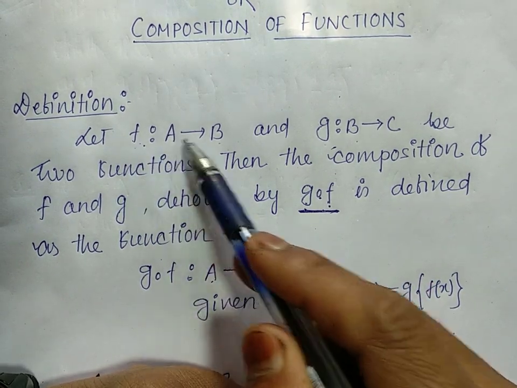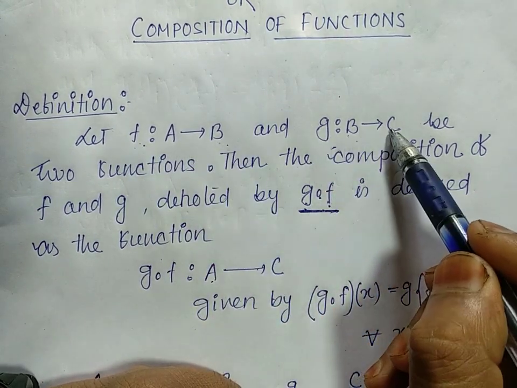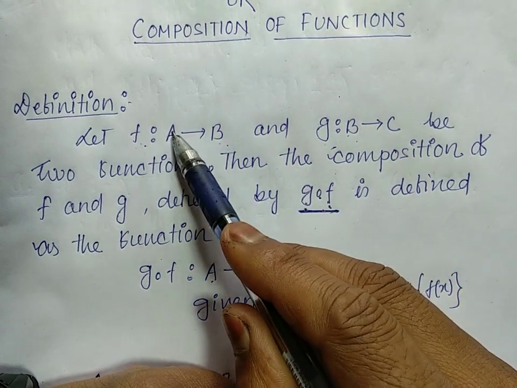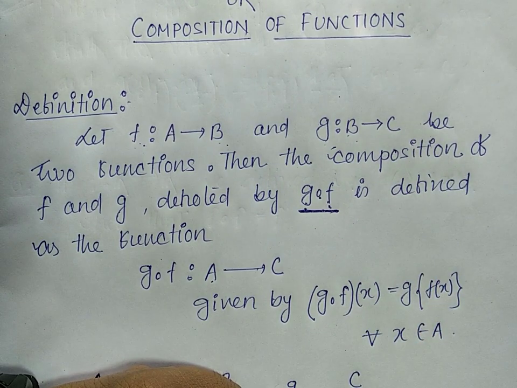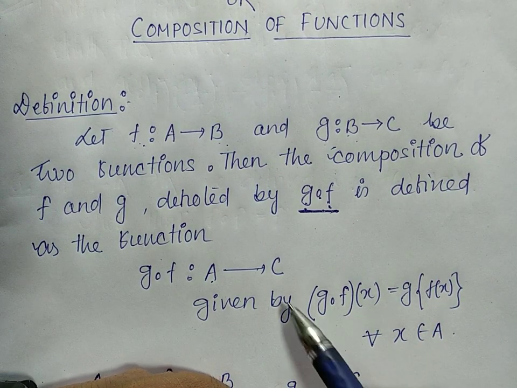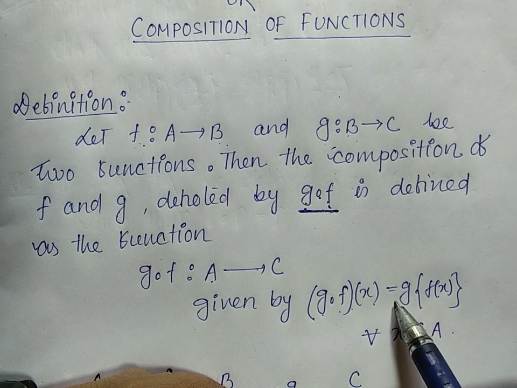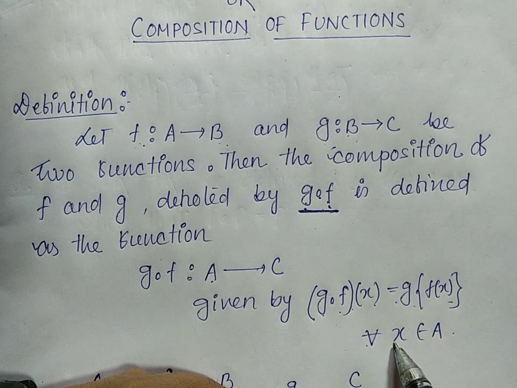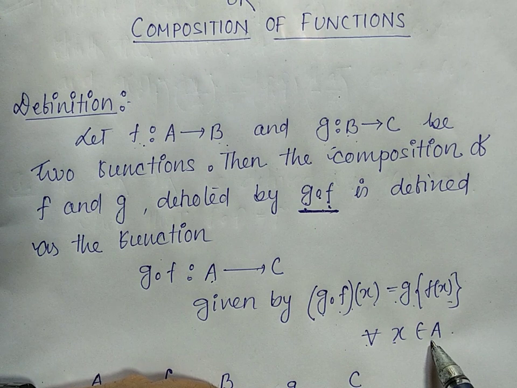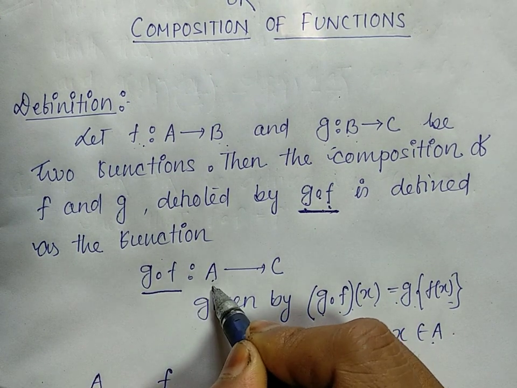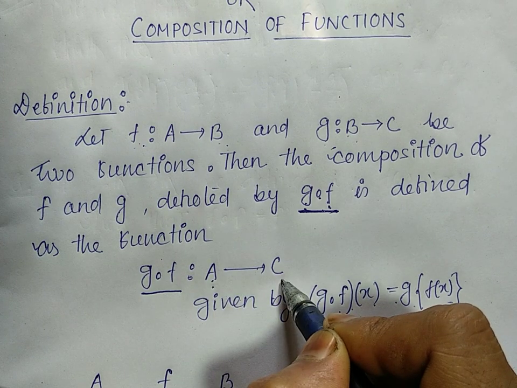The composition g naught f will be defined from A to C. If f is a function from A to B and g is a function from B to C, then their composition g naught f is defined from A to C, given by (g naught f)(x) equals g of f of x for all x belonging to A. For the composite function g naught f, A is the domain and C is the codomain.